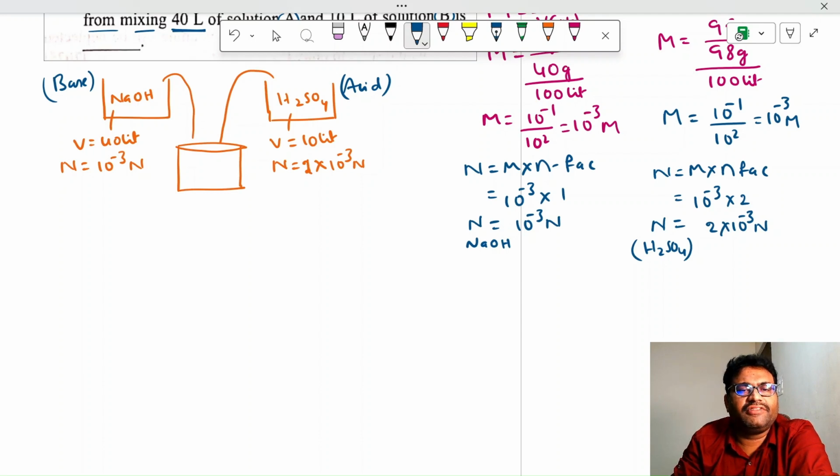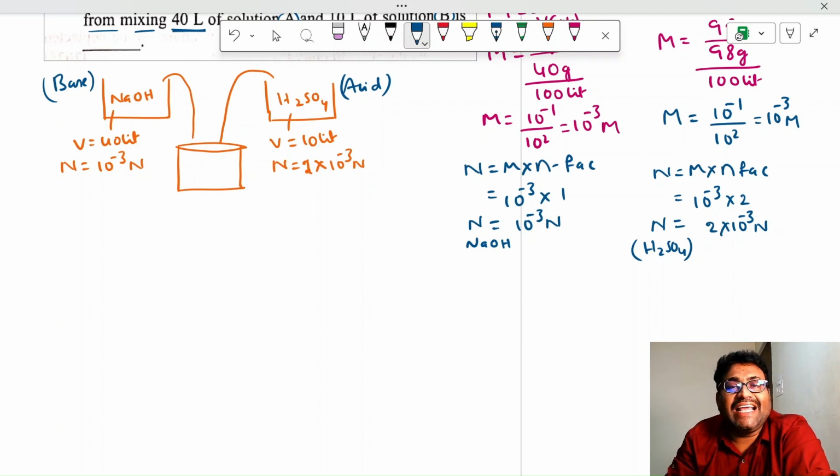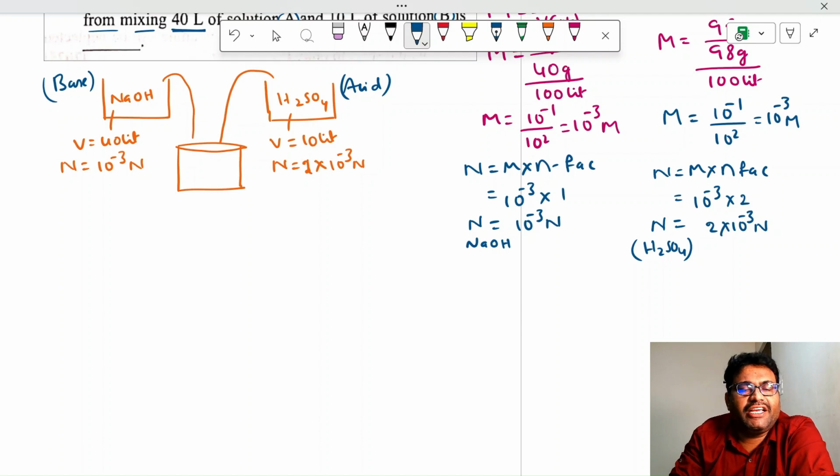Acid-base reaction. If the number of equivalents of NaOH is equal to the number of equivalents of H2SO4, they get cancelled and the solution will be neutral. But if any one of them is in excess, meaning the number of equivalents is more, let us see the number of equivalents formula. We have studied that number of equivalents is equal to normality into volume in liters.